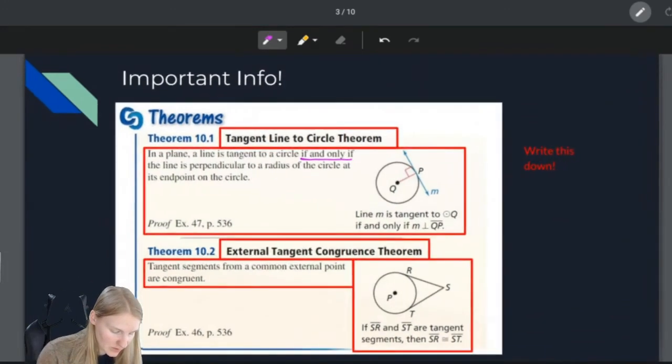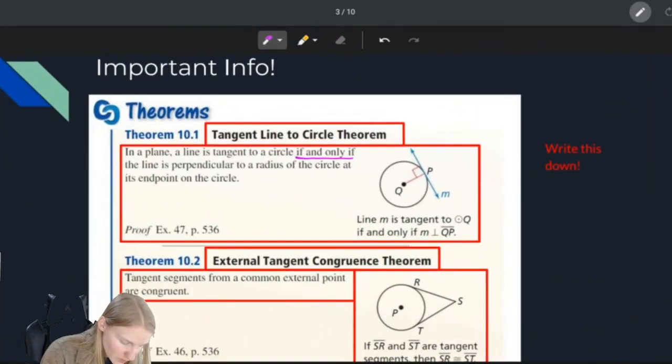So let's even zoom in on here a little bit. This point right here, if this isn't a 90-degree angle, this is not a tangent. But if this is a 90-degree angle, then this is a tangent. And it works the other way too. If this is a tangent, then I have a 90-degree angle here. That's what that theorem says.